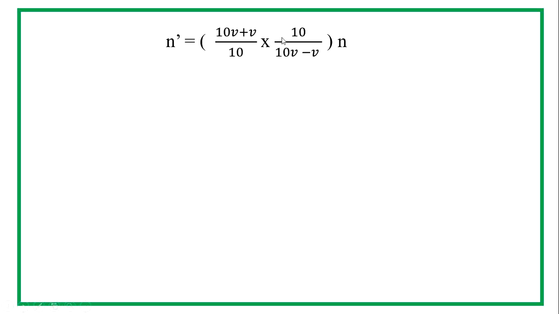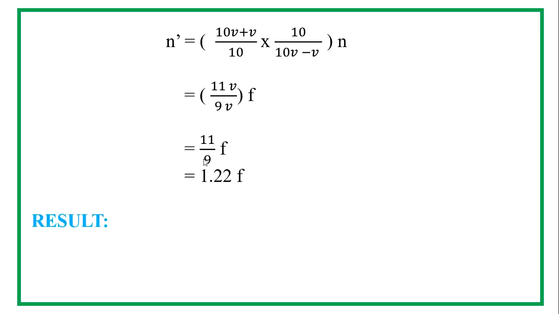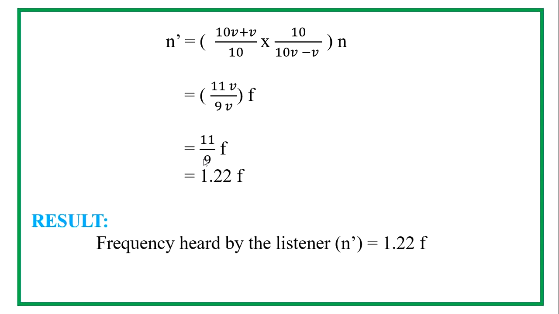The denominator becomes the reciprocal. Now 10 and 10 get cancelled. So we get 10V plus V is equal to 11V and 10V minus V becomes 9V into F. What is F? It is the frequency. Instead of N we have to substitute frequency F. It is given in the question itself. The frequency is F. Now V and V get cancelled. So the remaining term is 11 by 9 F. When we divide 11 by 9 we get 1.22 F. So the result is the frequency heard by the listener N dash is equal to 1.22 F.